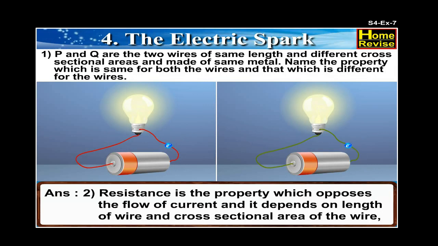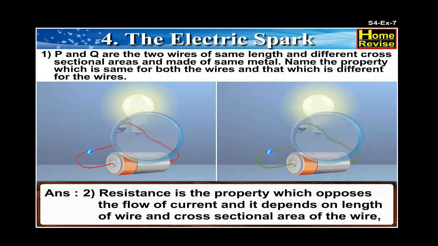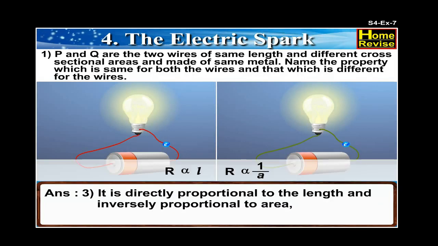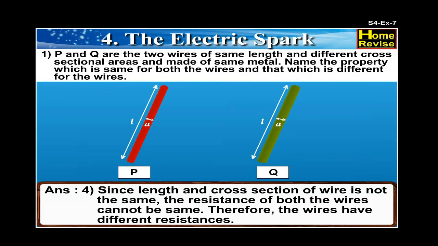Second, resistance is the property which opposes the flow of current and it depends on length of wire and cross-sectional area of the wire. Third, it is directly proportional to the length and inversely proportional to the area. Since length and cross-section of wire is not the same, the resistance of both the wires cannot be same. Therefore, the wires have different resistances.